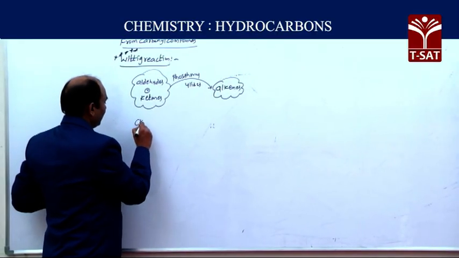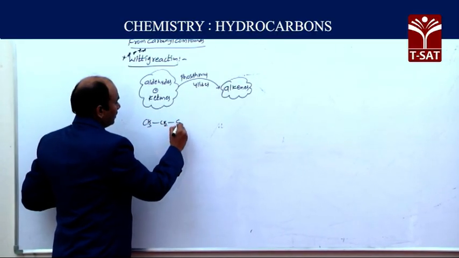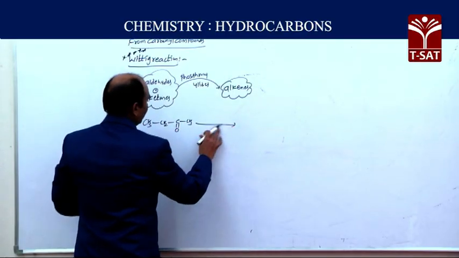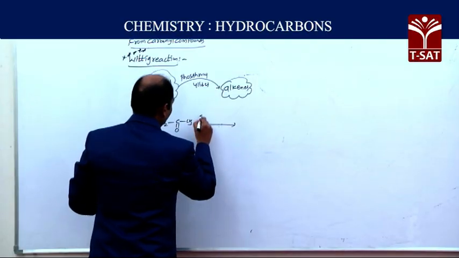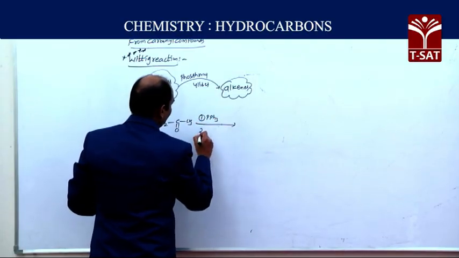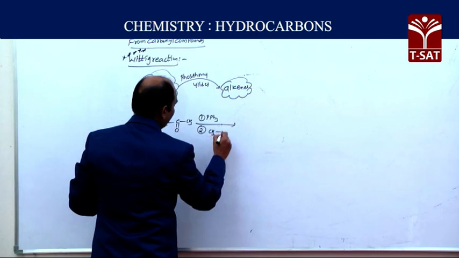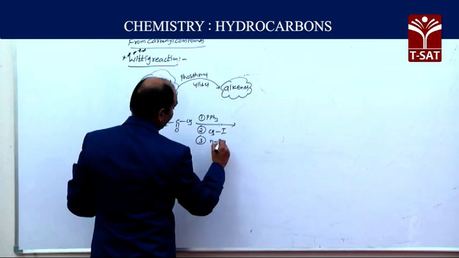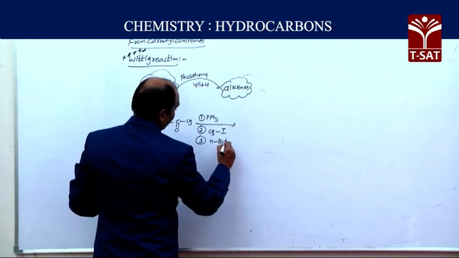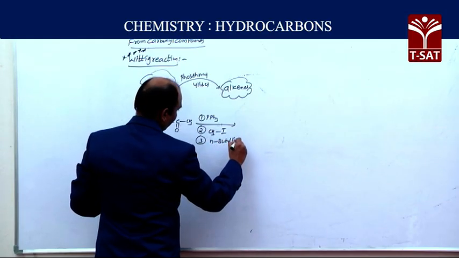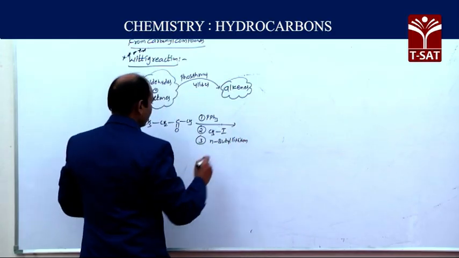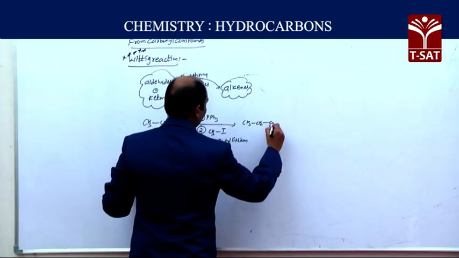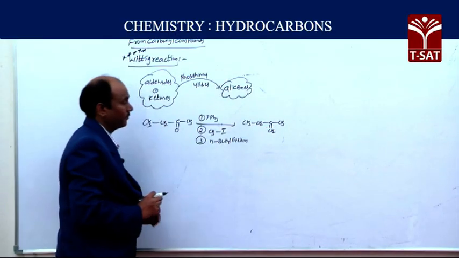Suppose here we have CH3, CH2, C double bond O, CH3. Let us treat this first with PPh3. Second, CH3I. Third, we use n-butyl lithium, which is a strong base. We get CH3, CH2, C double bond CH2, and this is CH3.